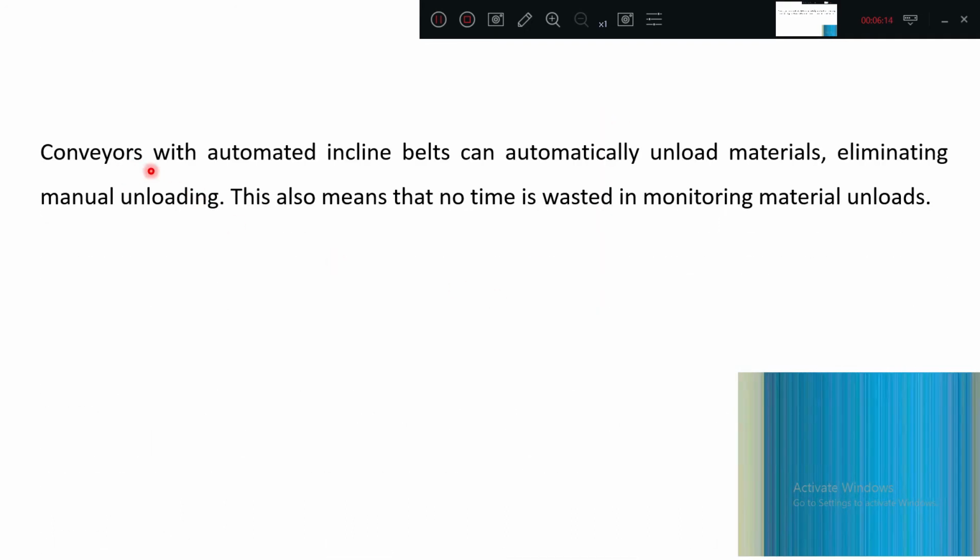Now, conveyors with automated incline belts can automatically unload material. Okay, that is also possible here, eliminating manual unloading. So humans are not at all involved here. This also means that no time is wasted in monitoring the unloading and loading operations.